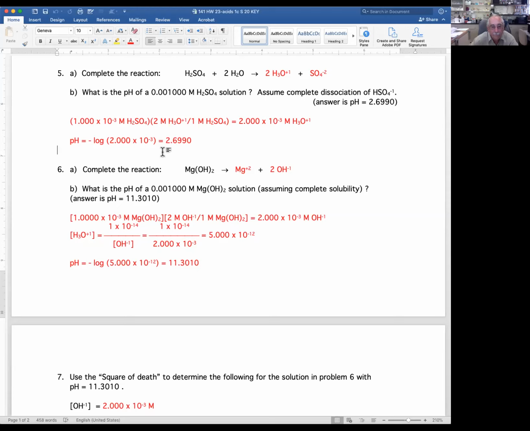So it completes the reaction. So here's magnesium hydroxide. It's going completely into solution. Now, if you look back at the solubility rules, is magnesium hydroxide completely soluble? And the answer is no. But at low concentrations, that is below the concentration of a saturated solution, yes, it will 100% go into the solution.